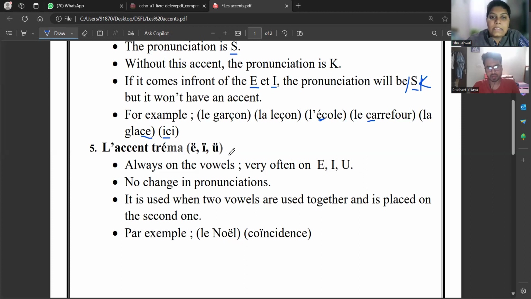It will not come like this. For example, Noël: two vowels together, and it is placed on the second one. It breaks the word into two parts, so the pronunciation sounds different, like Noël, coïncidence. Noël means Christmas.